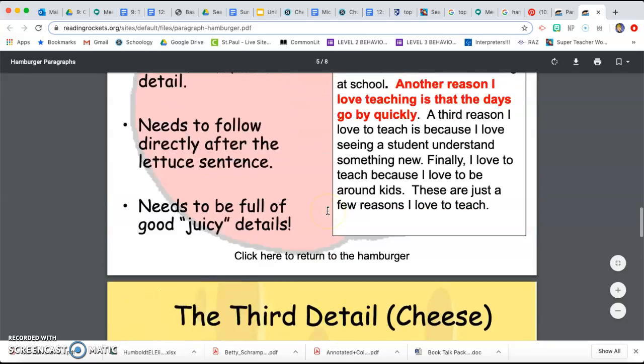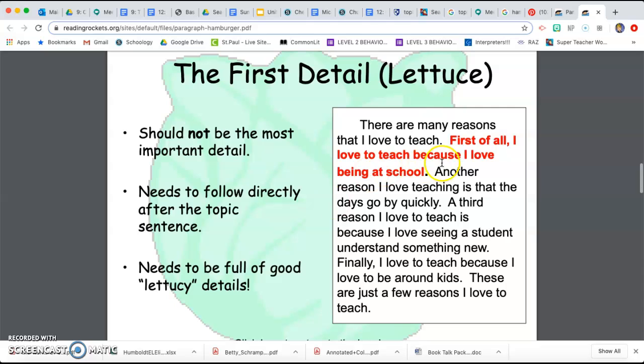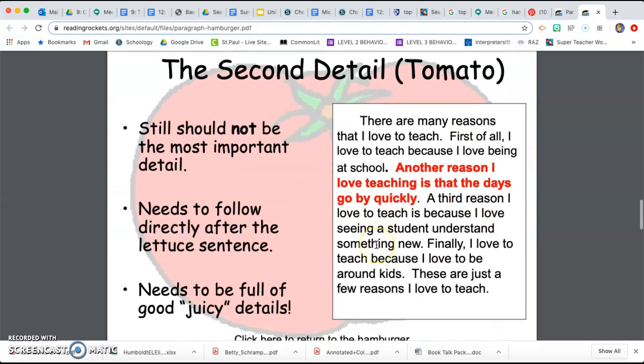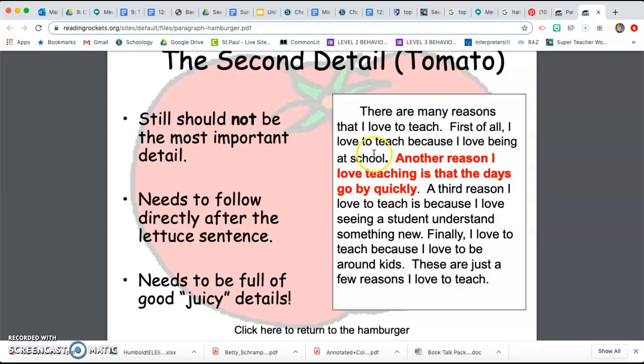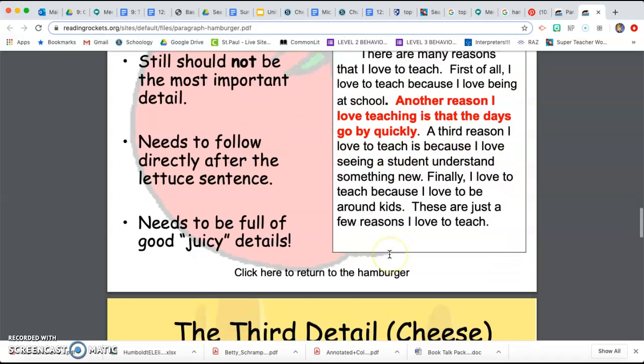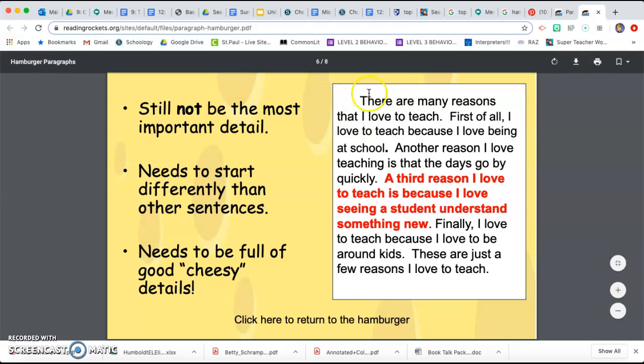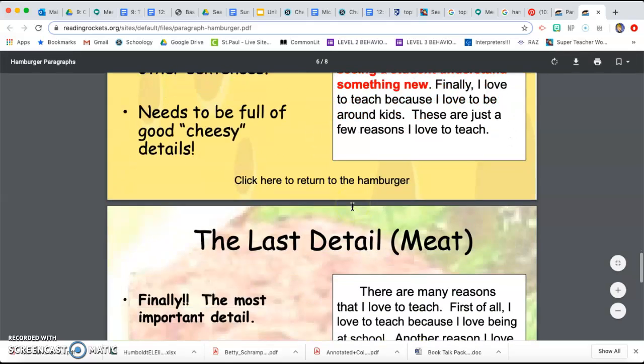Pardon my loud children. So here we see some ideas. First of all, I love to teach because I love being at school, right? This goes along with this idea, why I love to teach. Down here, another reason is that the days go by quickly. This again connects to the first idea, the topic sentence about why I love to teach. And then finally, a third reason I love to teach is because I love seeing a student understand something new. This idea also goes along with what we saw in the topic sentence.